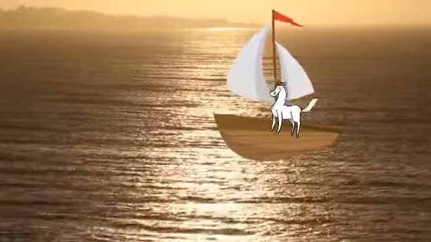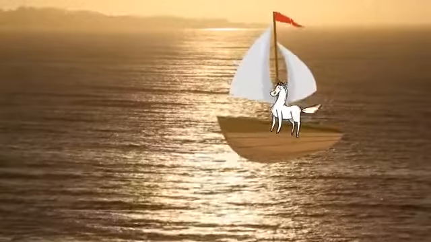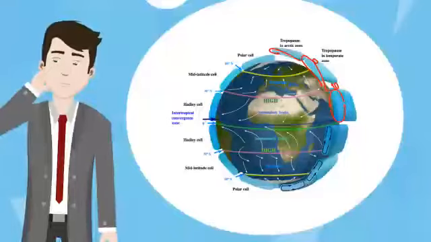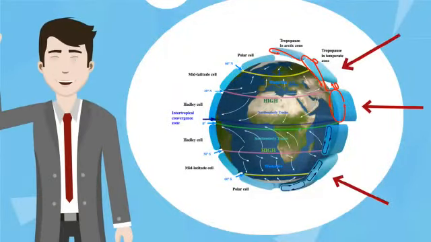Most of the world's deserts are located in the horse latitudes because the sinking air is very dry. So there we go, the major global winds of the world.